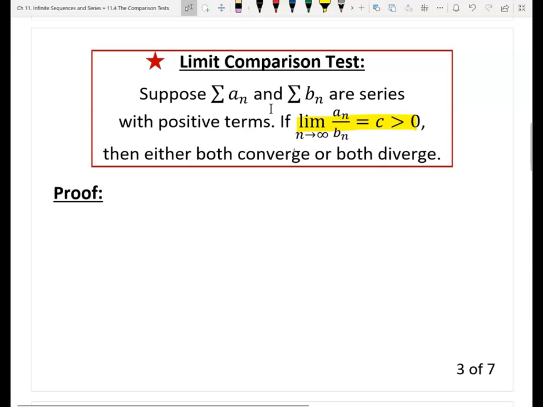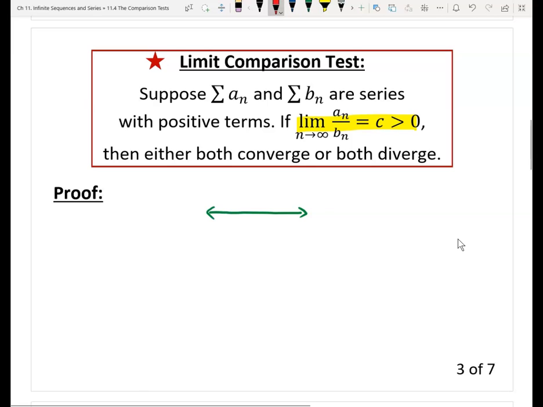Now let's prove it. And how to prove it? We need the direct comparison. Okay, we need to compare a and b directly. But how? We have to use the precise definition of the limit. Okay, let me draw you a graph so we can have a basic idea. Let me draw it this way.